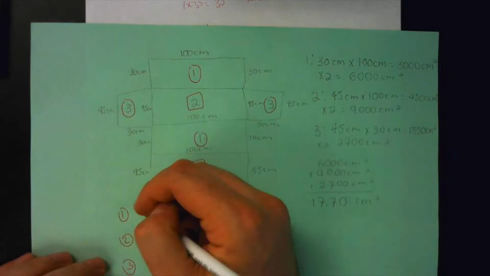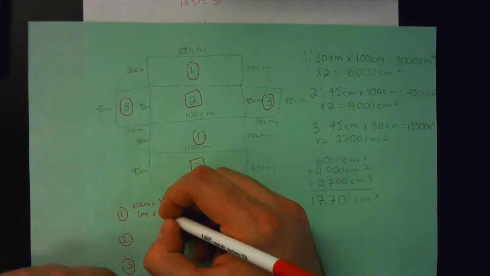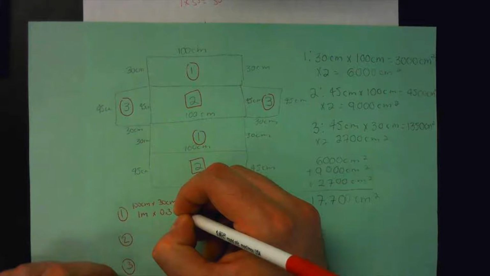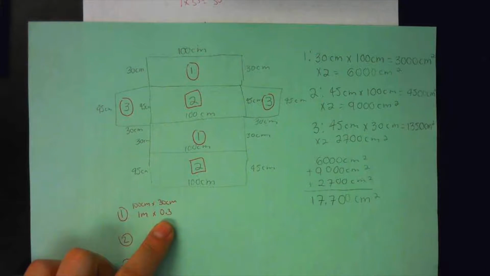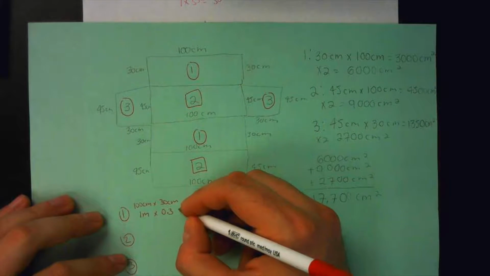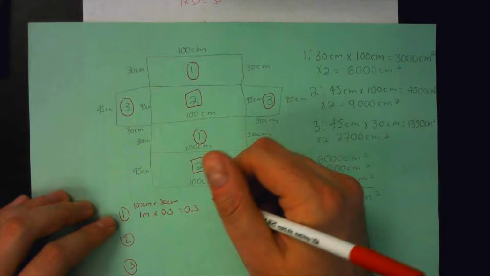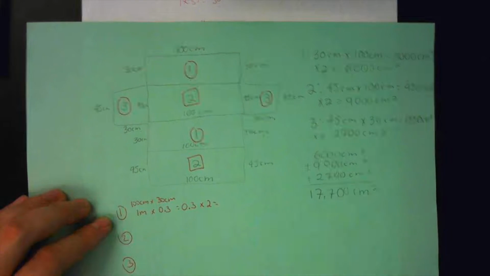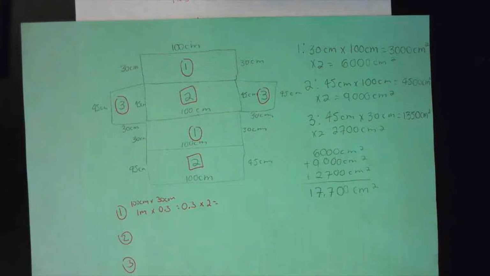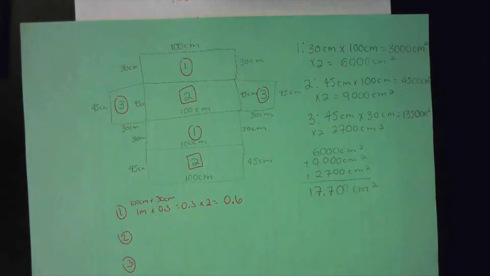So what is 100 centimeters in meters? 1 meter. What is 30 centimeters in meters? 0.3. And if you multiply 1 by 0.3, what is your answer? 0.3. And since there's 2 of them, multiply it by 2. And what answer is that going to give me? 0.6.